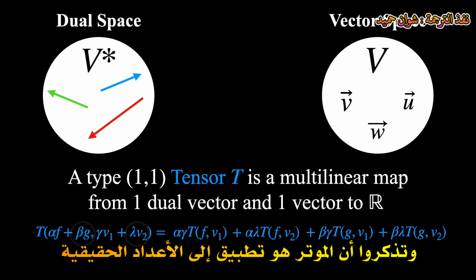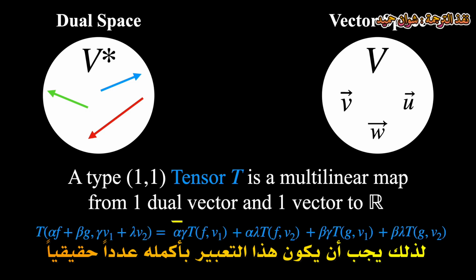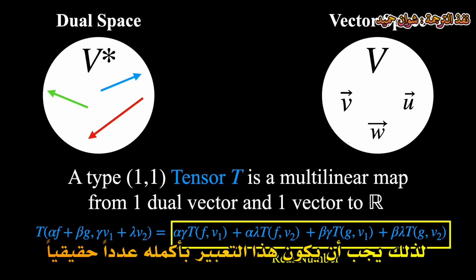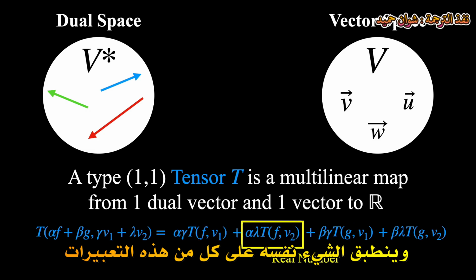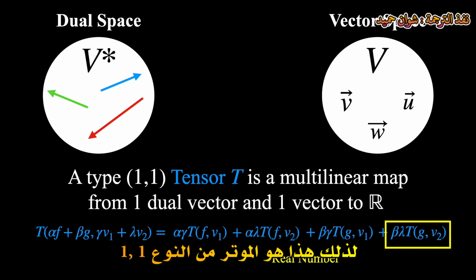And remember, a tensor is a map to the real numbers. So this whole thing must be a real number. And the same thing goes for each of these expressions. So that is a type (1, 1) tensor.